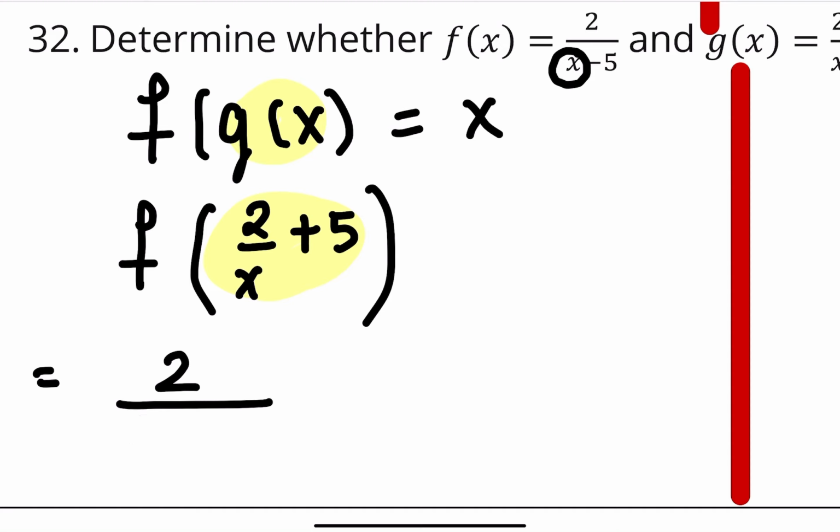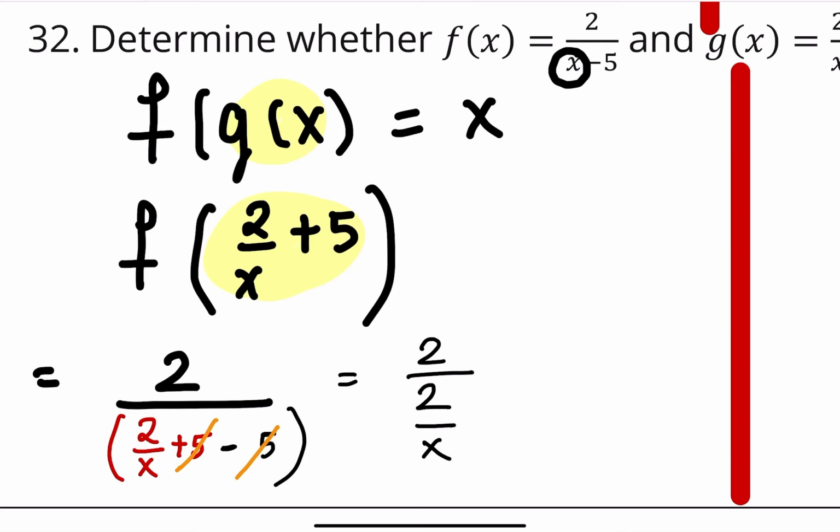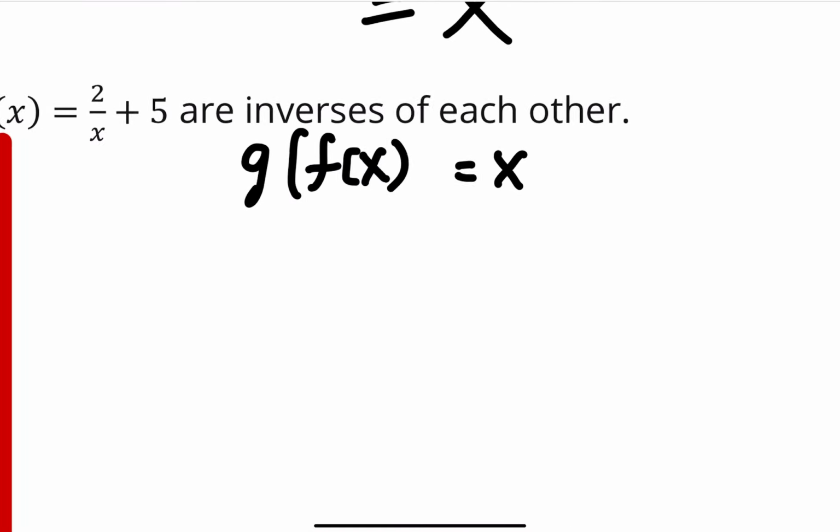Let me use a different color so you can see. 2 over x plus 5 minus 5. And as you can see, the positive 5 and negative 5 cancel each other. And what do I have? I have 2 over x. How do you divide fractions? You keep the first fraction, change your division to multiplication, and flip the second fraction. So one is the regular x, so you don't get confused between both the x's. This is a times. And 2 and 2 cancel. What am I left with? An x value. Now let's try the next one. I should also get an x value here, correct?